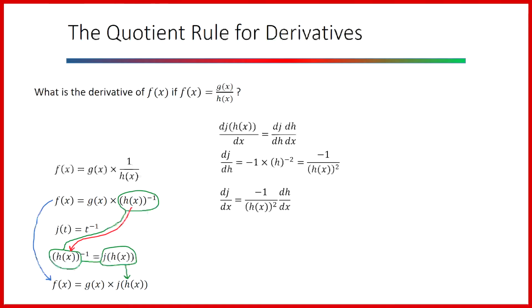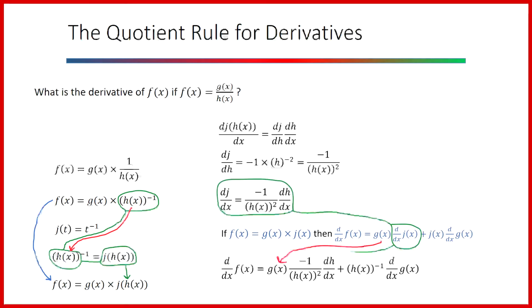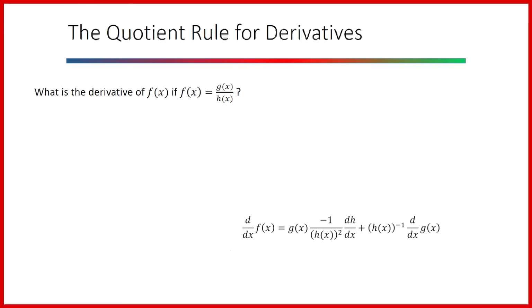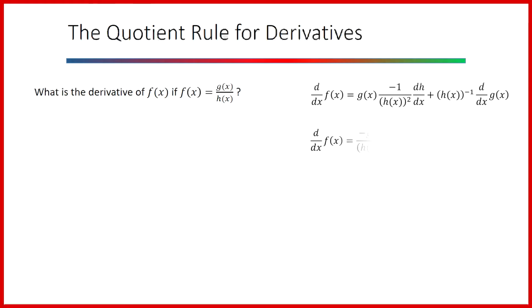All right, now let's apply our product rule. If f(x) equals g(x) times j(x), then the derivative of f(x) equals g(x) times the derivative of j(x) plus j(x) times the derivative of g(x). We can now substitute in for dj/dx and j(x), and we find that the derivative of f(x) equals g(x) times -1 over h(x) squared times dh/dx plus h(x) to the -1 times dg/dx. Okay, let me clean things up a bit, and then just slightly rearrange this equation.